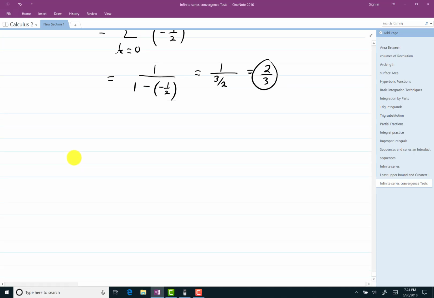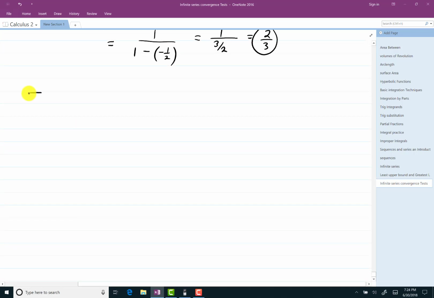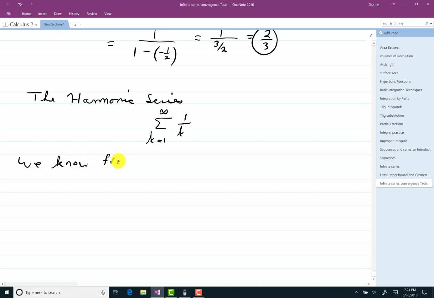Let me move on to the next series. We know this series as the harmonic series. It looks like this: it starts at k equals 1 and goes to infinity, and it's simply 1/k. We know from the p-series test that this series diverges.